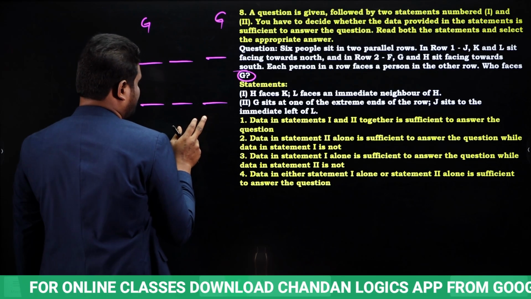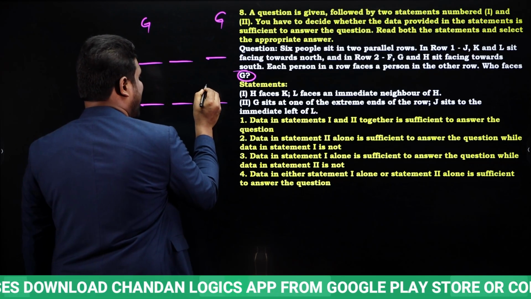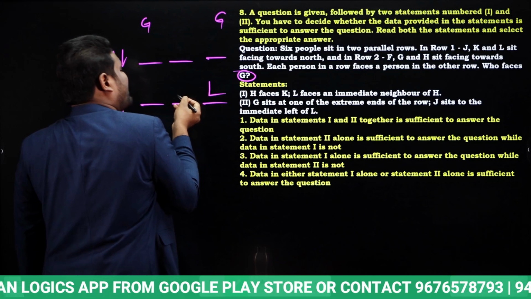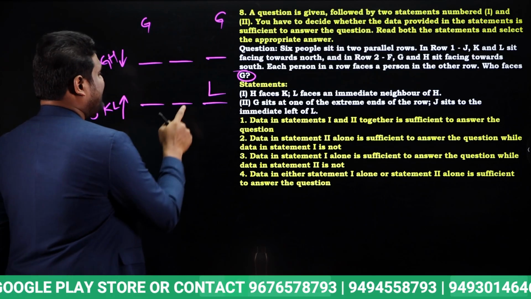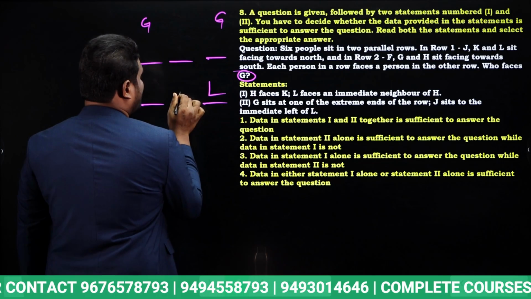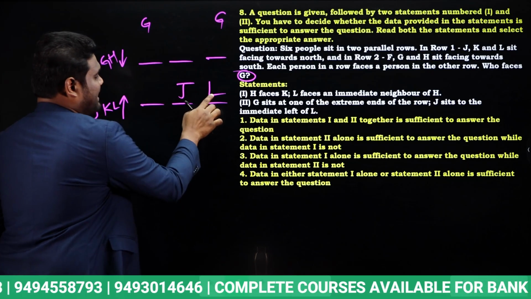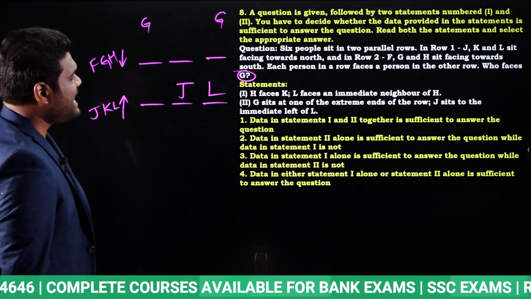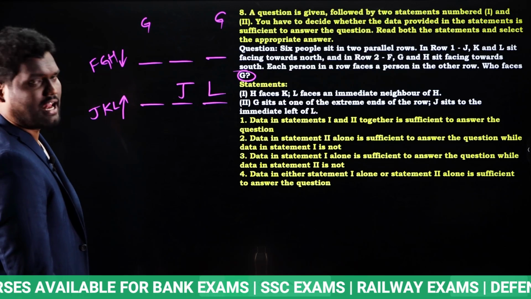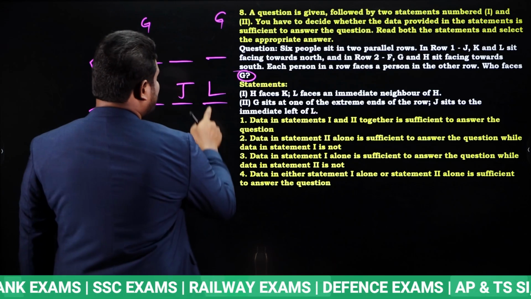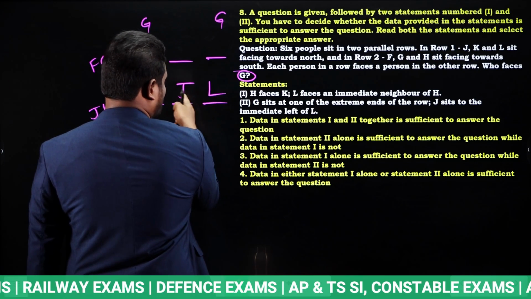Let us say, for example, J sits to the immediate left of L. I am taking L here. L can come here or L can come here. Both of them are possibilities. If L is here, J sits to the immediate left of L, so this should be J. If L is here, J should sit here. J sits to the immediate left of L. Now, if this is L, this will be J.